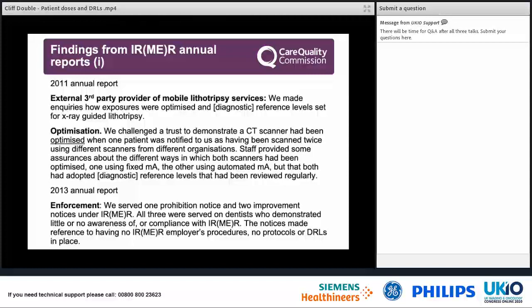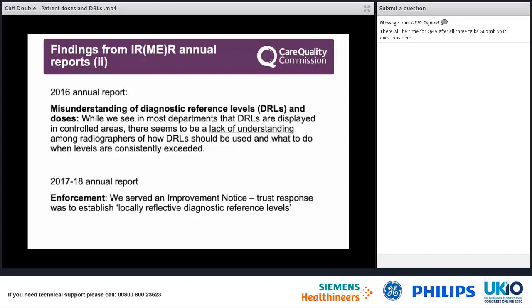Later on in the 2013 annual report, we made a note that we served a prohibition notice and two improvement notices, one of the notices referencing having no employer's procedures, no protocols or DRLs in place. Later on, we made a comment in our 2016 annual report. While we see in most departments that DRLs are displayed in controlled areas, there seemed to be a lack of understanding amongst radiographers how DRLs should be used and what to do when levels are consistently exceeded.